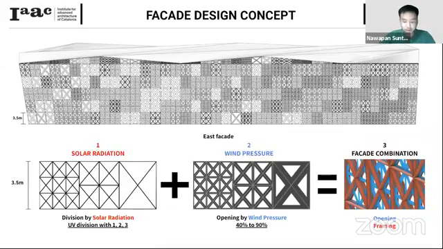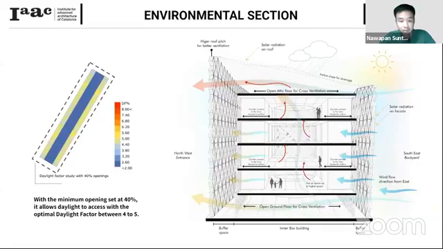So here solar radiation will be our strategy to subdivide the diagrid in order to increase the self-shading ability to reduce the solar radiation. Meanwhile, the second is the opening area, defined by the wind pressure. And after that, we got the result of the combination between the opening and the subdivision of the framing. So we have the minimum opening for the facade panel of 40% in order to allow the daylight to access.